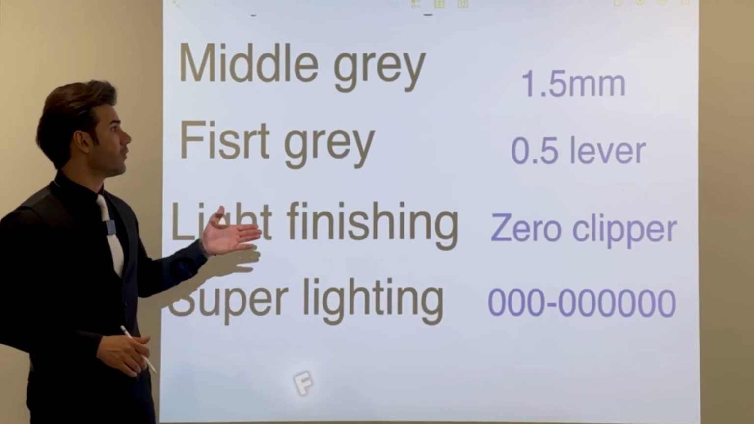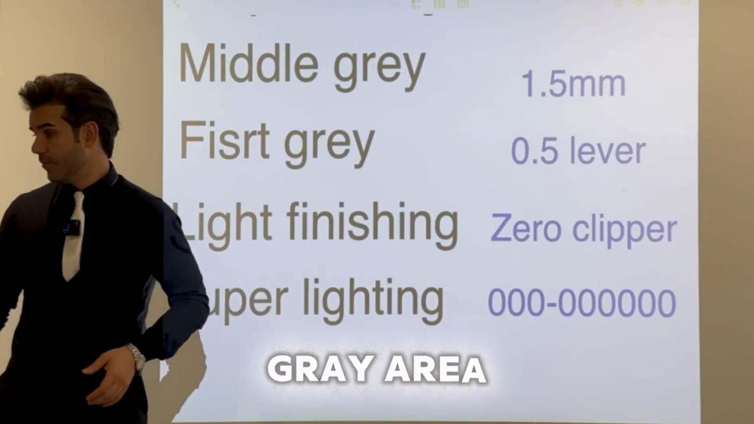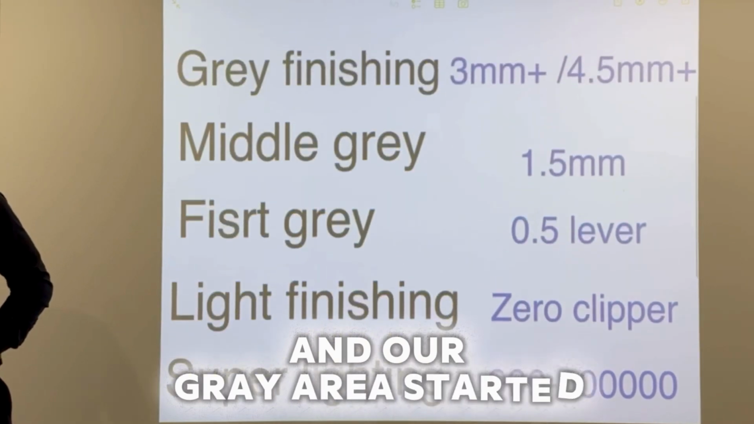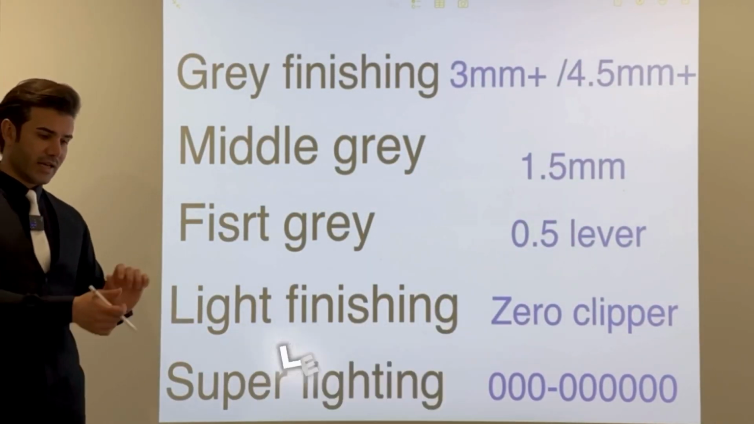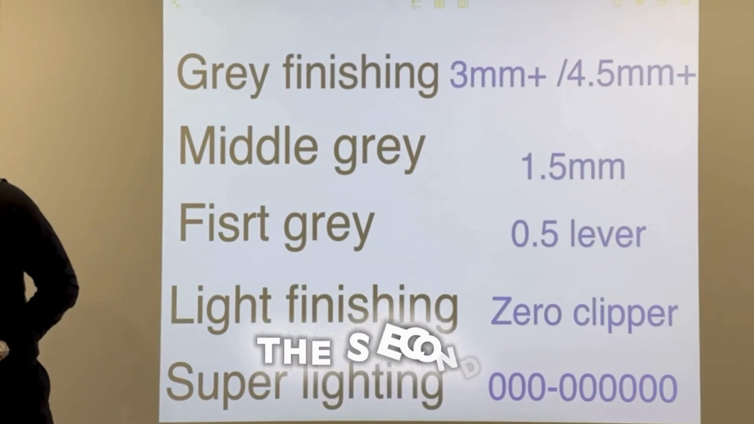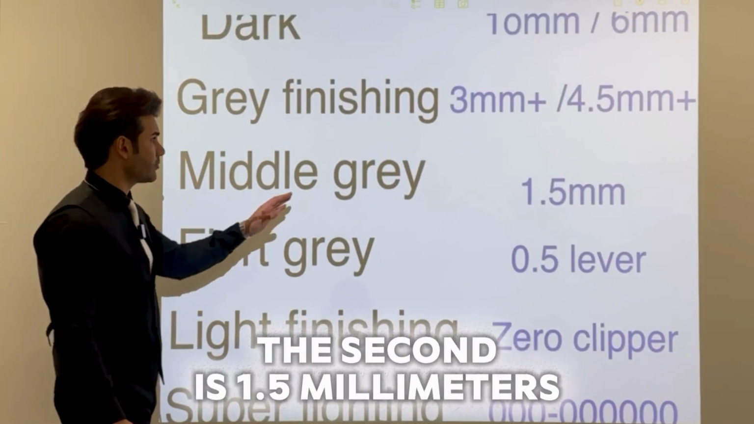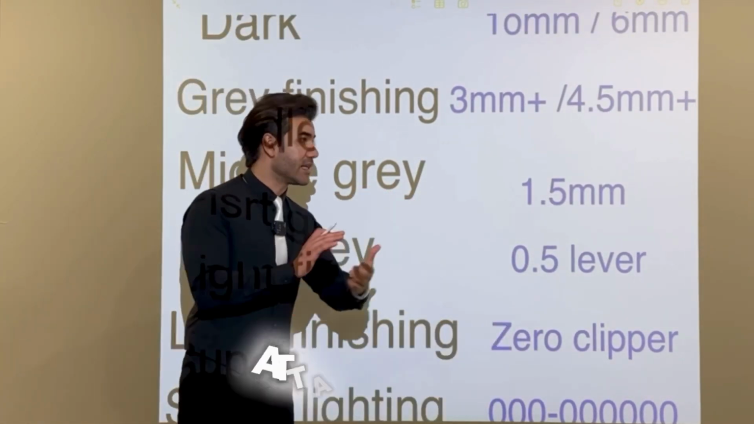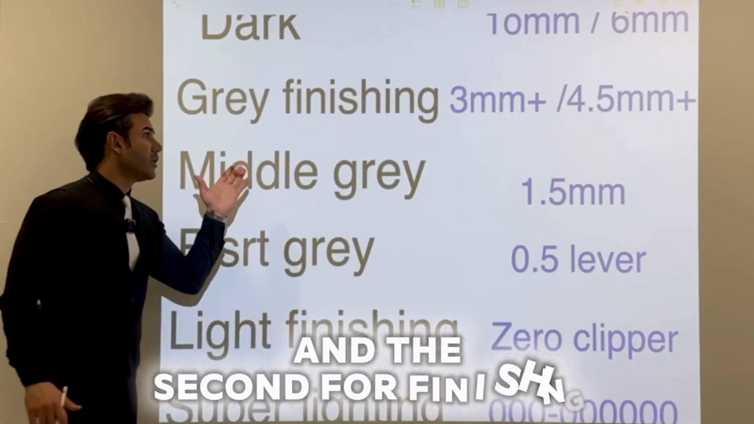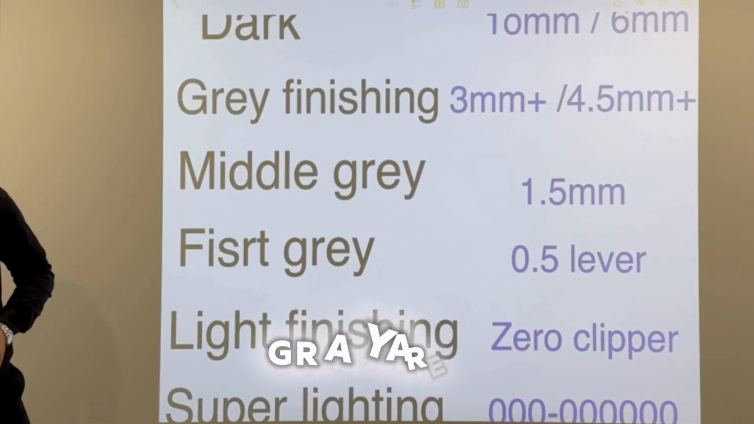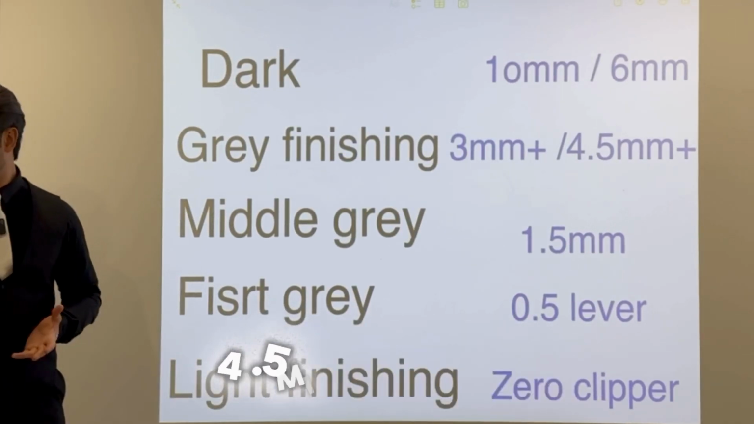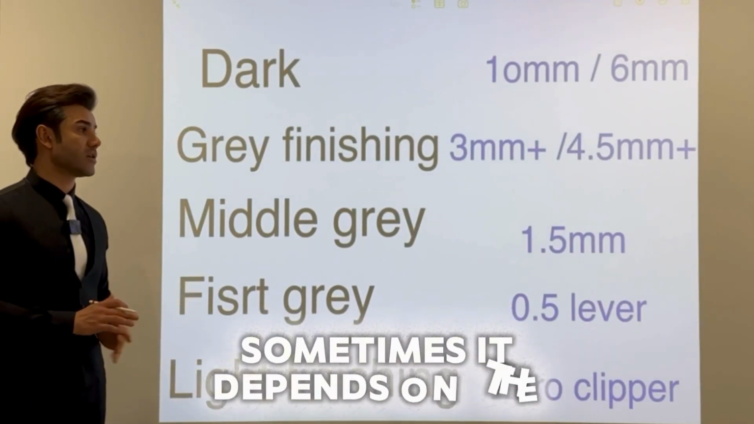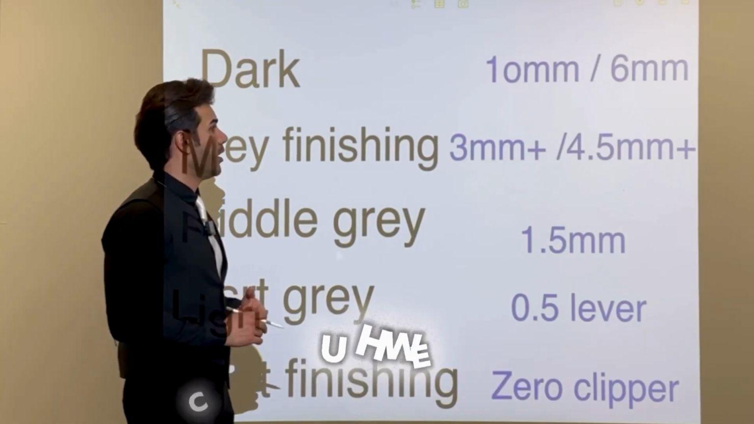So I started for the gray area, and our gray area starts at 0.5 or at the level of the clipper. The second is 1.5 millimeters, the attachment, and for finishing the gray area, gray finishing is 3 millimeters and 4.5 millimeters. Sometimes it depends on the hair quantity that we can reach it.